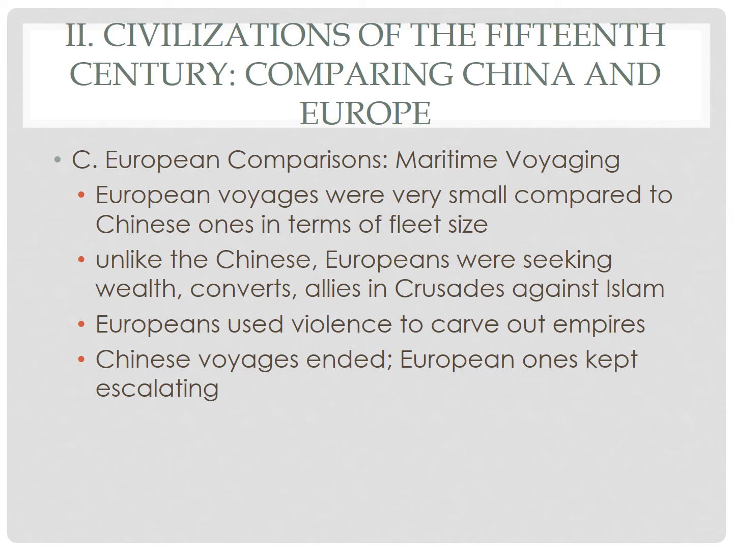And unlike the Chinese, the Europeans were also seeking wealth, converts to Christianity, and allies in the Crusades against Islam, which the Chinese were not. They had a lot of wealth internally. They had a lot of resources, so they didn't need to go out and search for them. And they didn't have that desire for conversion that the Europeans had as well. Additionally, the Europeans used violence to carve out empires that the Chinese did not. Again, they weren't really interested in overseas empire building. It was more of spheres of influence.